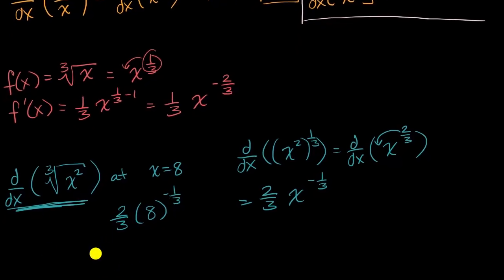So this is going to be equal to 2/3 times, we could do it this way, 1 over 8 to the 1/3 power. And so this is just 1 over 2. 2/3 times 1/2. Well, that's just going to be equal to 1/3. And we're done.